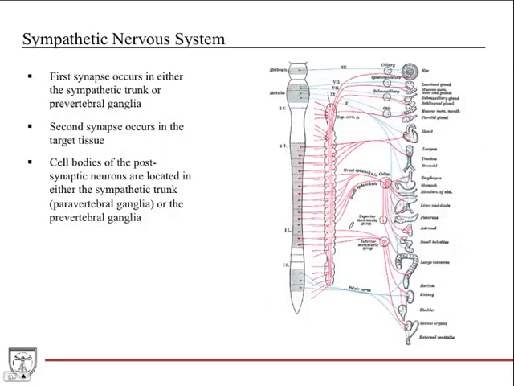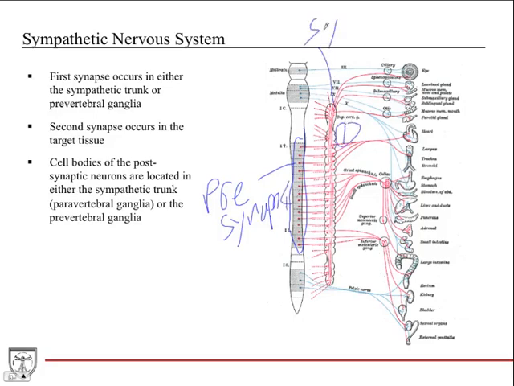Okay. Now the first synapse occurs in one of two places. So you've got your cell bodies here. These are the cell bodies of your presynaptic neuron. Now they're going to synapse in one of two places. One, they're going to synapse in this structure here called the sympathetic trunk. Now what is the sympathetic trunk?